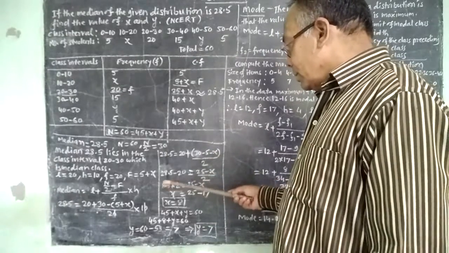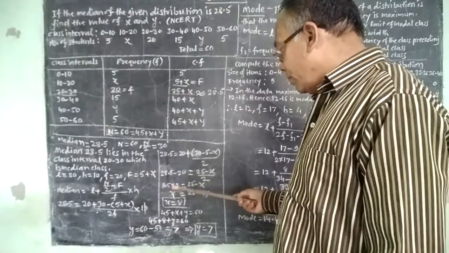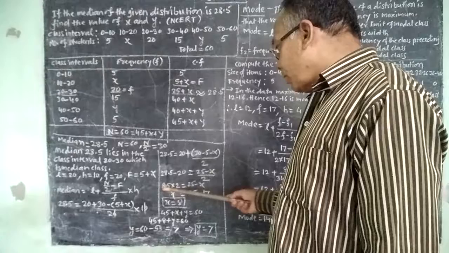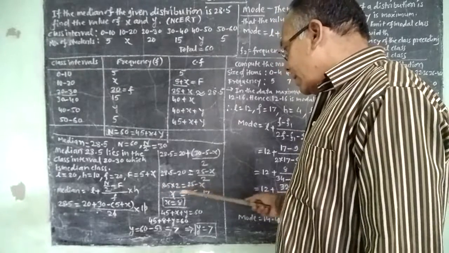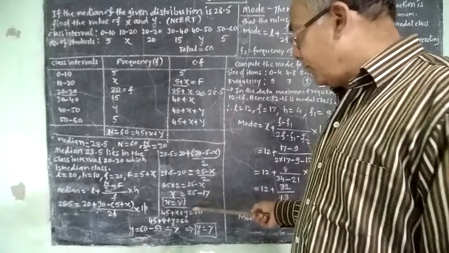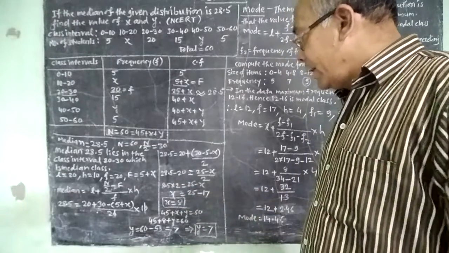So here 28.5 minus 20 will be 8.5. This 2 will multiply with 8.5. So 8.5 into 2 is equal to 25 minus x, and therefore x is equal to 25 minus 17, and therefore x is equal to 8.